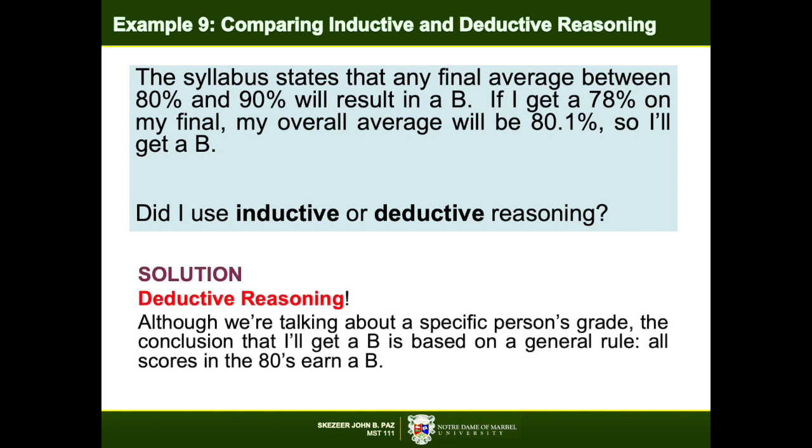The solution is, that is a deductive reasoning. Bakit? Although we're talking about specific person's grades, the conclusion that I'll get a B is based on a general rule. So all scores in the 80s earn a B because that is from a general rule.